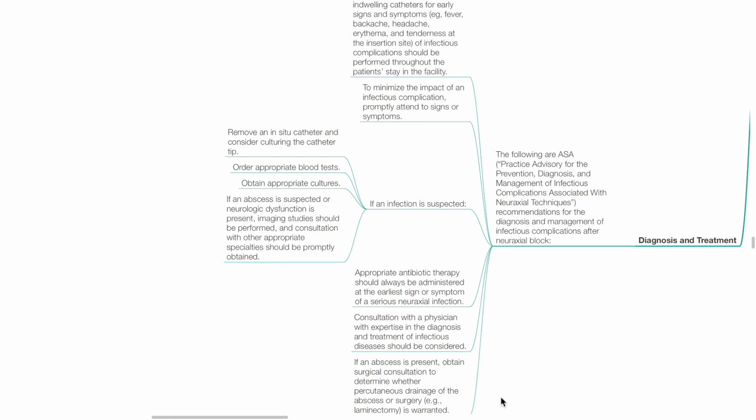If an abscess is suspected or neurologic dysfunction is present, imaging studies should be performed and consultation with other appropriate specialties should be promptly obtained. Appropriate antibiotic therapy should always be administered at the earliest sign or symptom of a serious neuraxial infection. Consult a physician with expertise in the diagnosis and treatment of infectious diseases. If an abscess is present, obtain surgical consultation to determine whether percutaneous drainage of the abscess or surgery, such as laminectomy, is warranted.